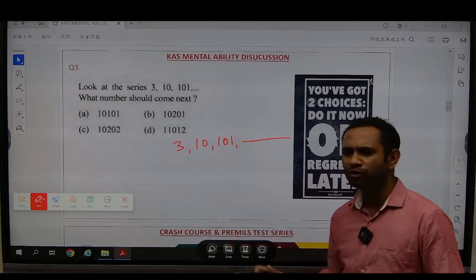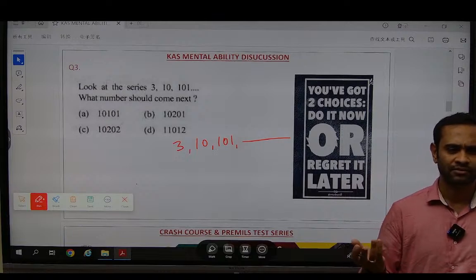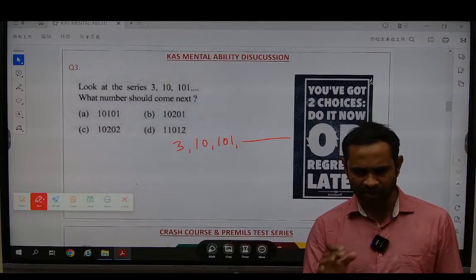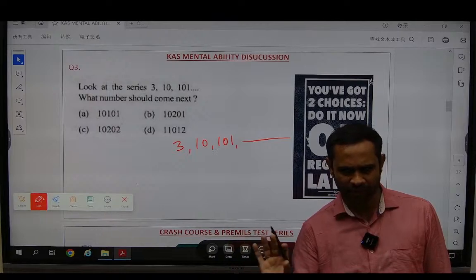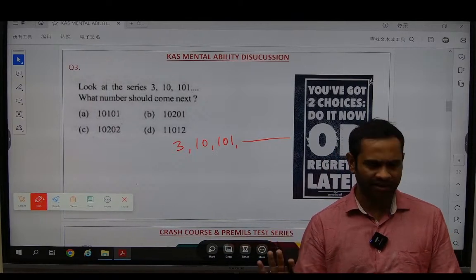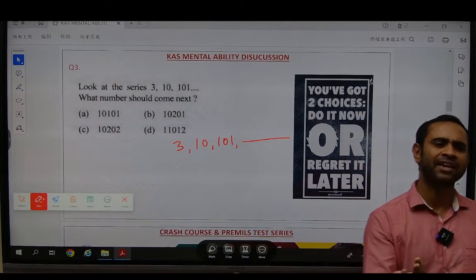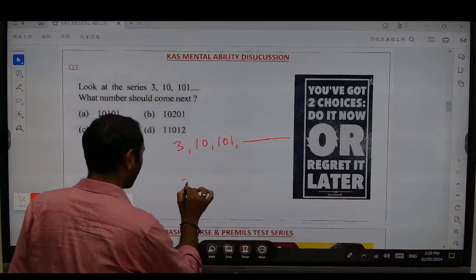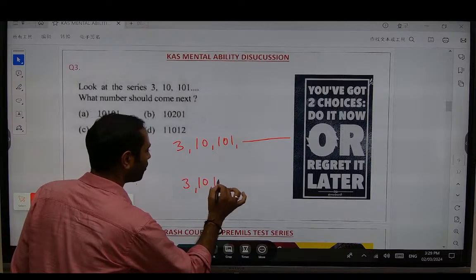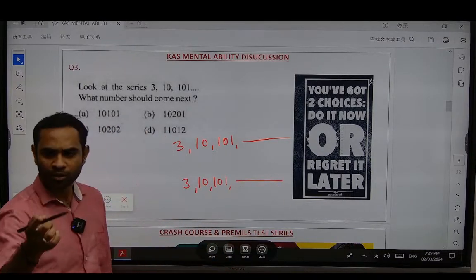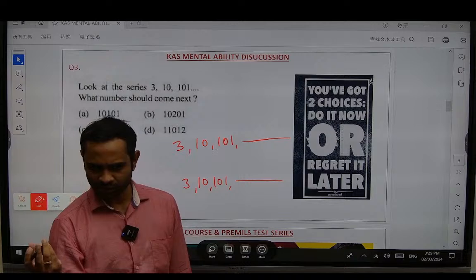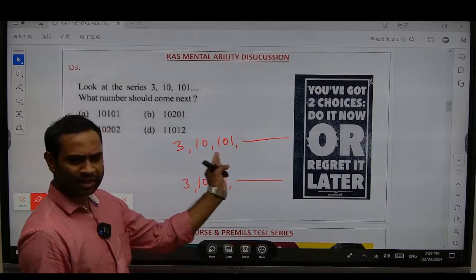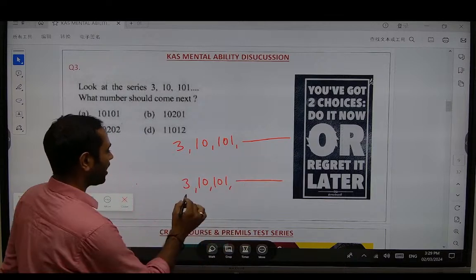Now, how will 3 become 10? 3 square plus 1. That means we are multiplying 3 by 3, making it 9, and then plus 1, right? This is one possibility. The other possibility is we can add 7 to it, right? So when the question comes, and definitely when you are new to it, you will have to take both the possibilities. You cannot directly say 3 square plus 1, because this question is very, very clear. So here. Now, okay, fine.